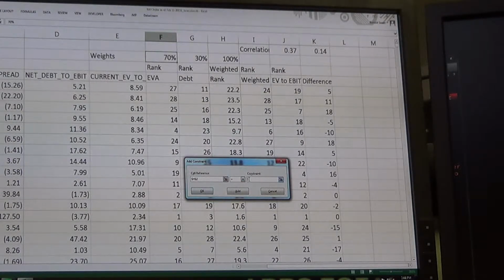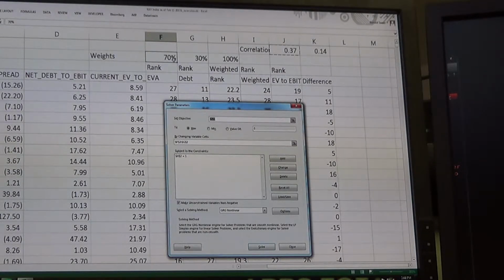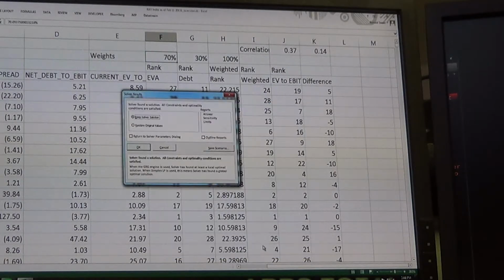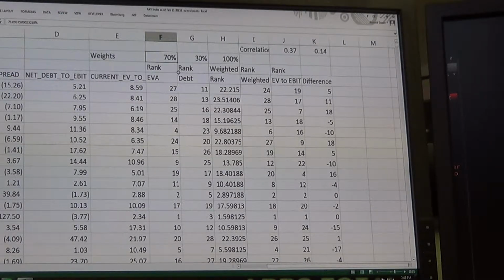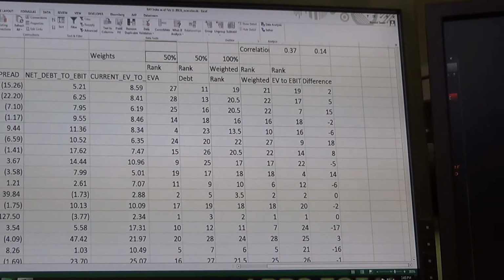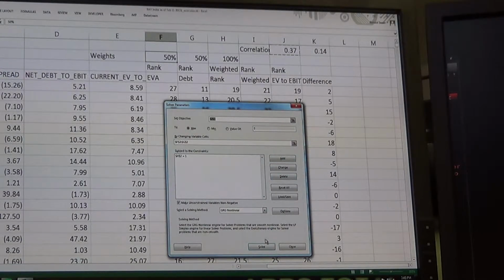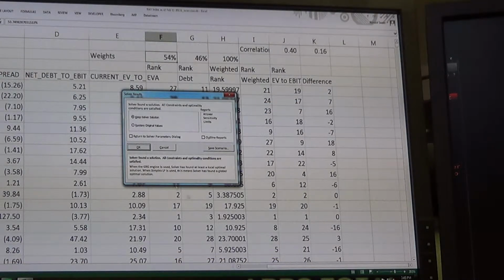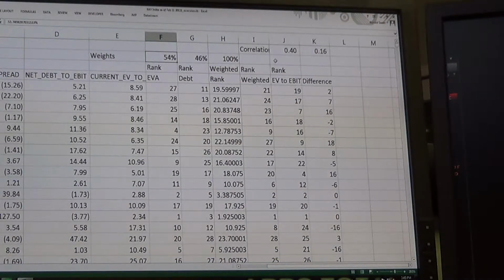And what we can do then is see what weights of these two give us the closest thing to the market. And it didn't change it, so that's usually not a good sign if it didn't change at all. So I'm going to give it a different starting point and see if I can get it. Sometimes Solver gets a little confused. Okay, that looks a little bit better than what we had before. So 54.46, that's pretty good. We got a pretty decent model here.